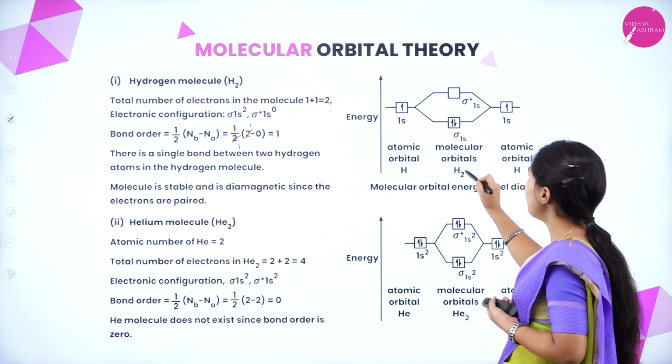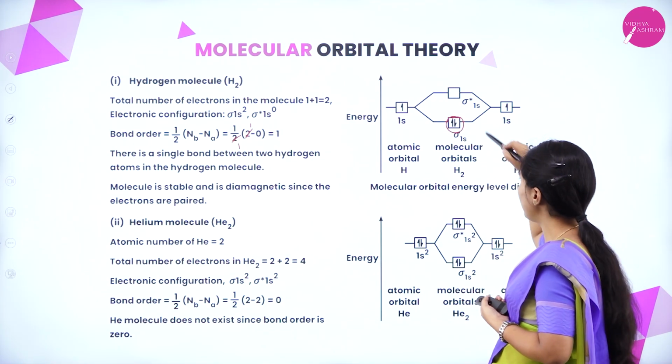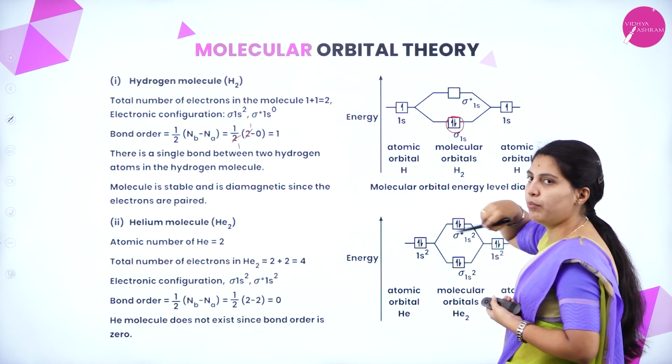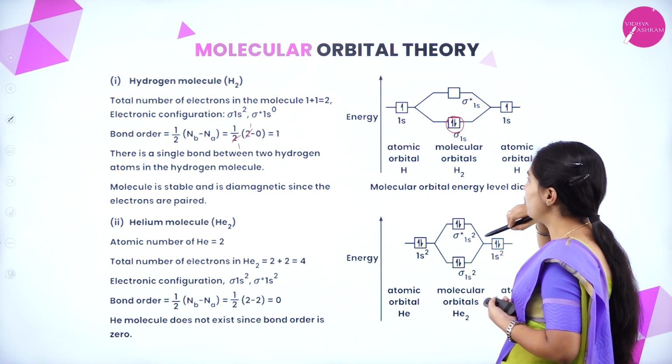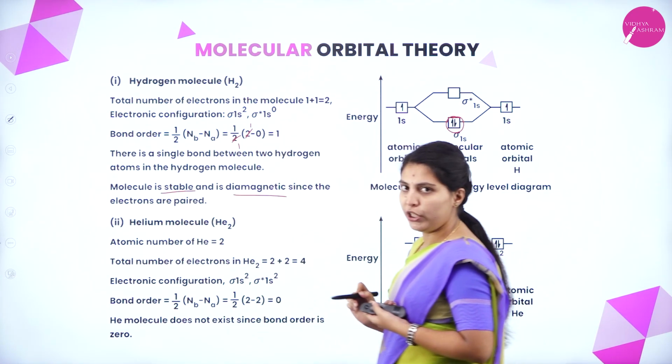See here, in the molecular orbital the electrons are paired, so no unpaired electron is present in the molecular orbital. So it is diamagnetic and a more stable molecule.